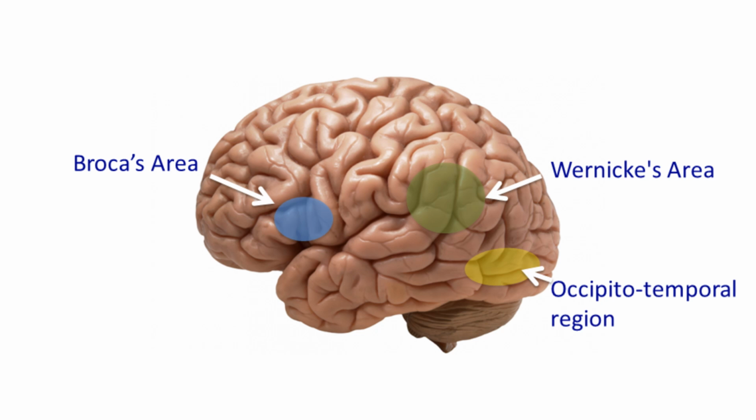The occipitotemporal region, located toward the back of the brain, is critical for automatic responses that skilled readers use for rapid word recognition. These responses are necessary for developing reading fluency.